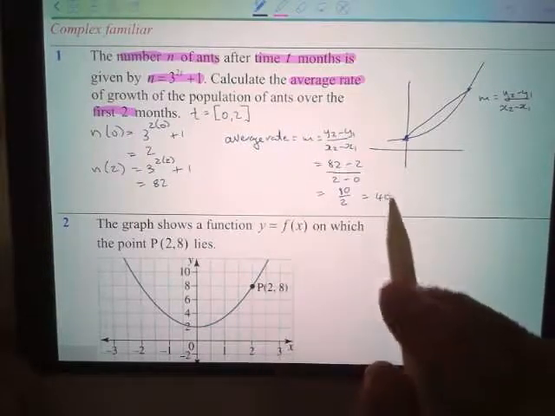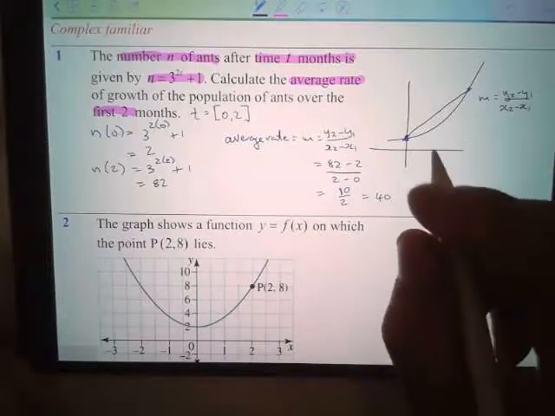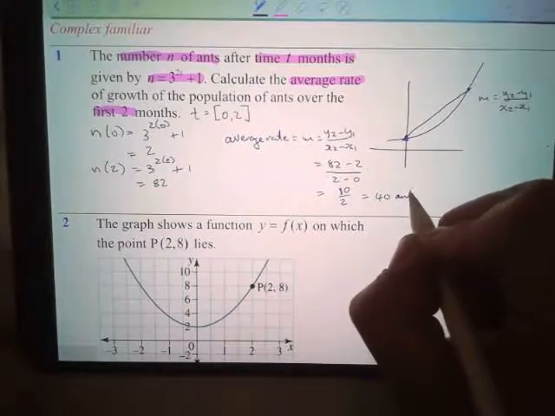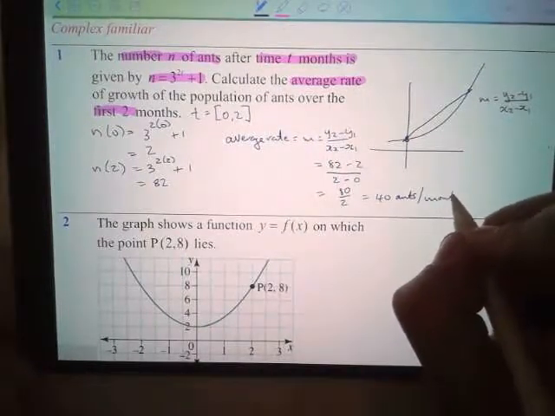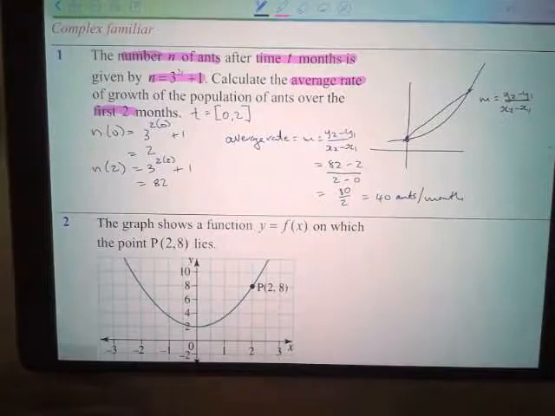So calculate the average rate. The average rate is 40 ants per month. So that will be the rate, 40 ants per month.